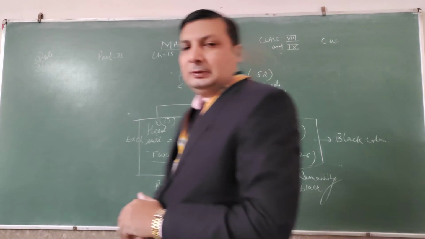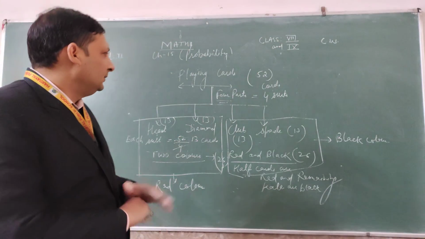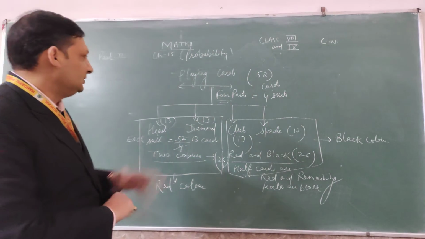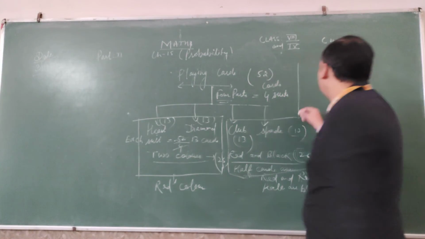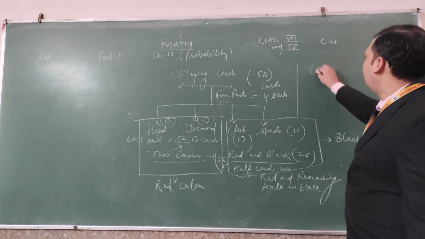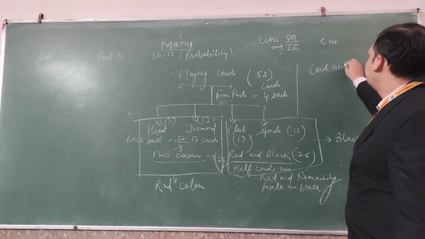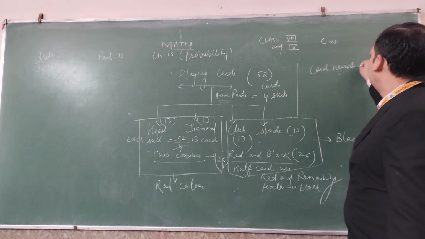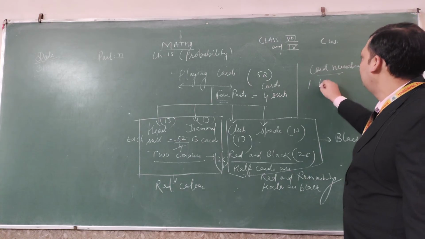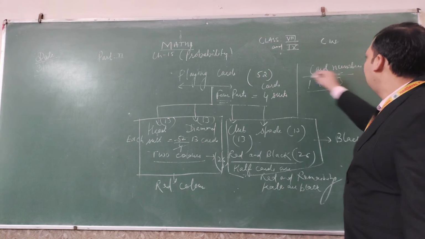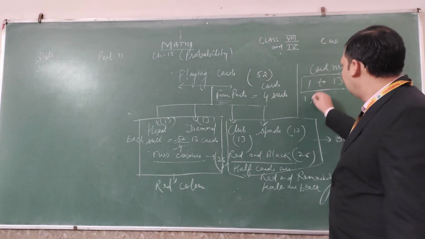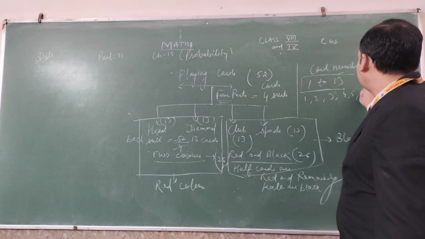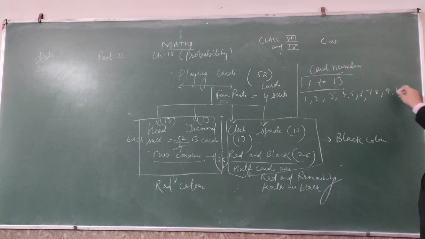Now, when we talk about these 52 cards, there is also a card number. So see here, now we will discuss card numbers. We have total card numbers 1 to 13. 1 to 13 are the card numbers given on the cards always. First 1, 2, 3, 4, 5, 6, 7, 8, 9, 10, 11, 12, 13. These are the card numbers.